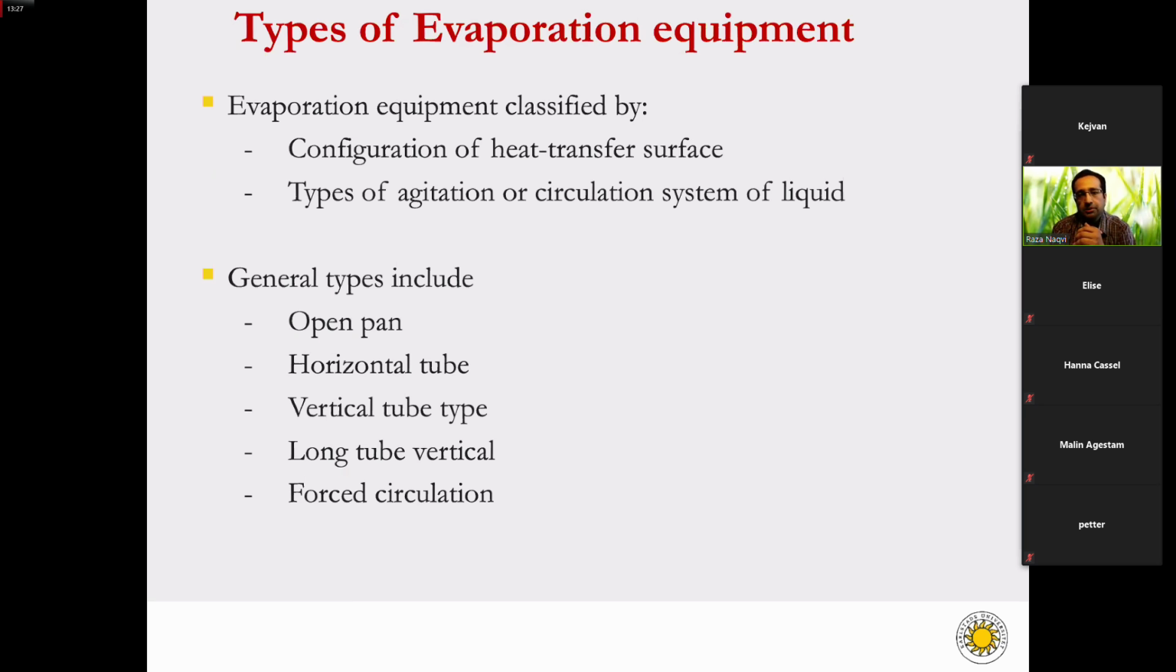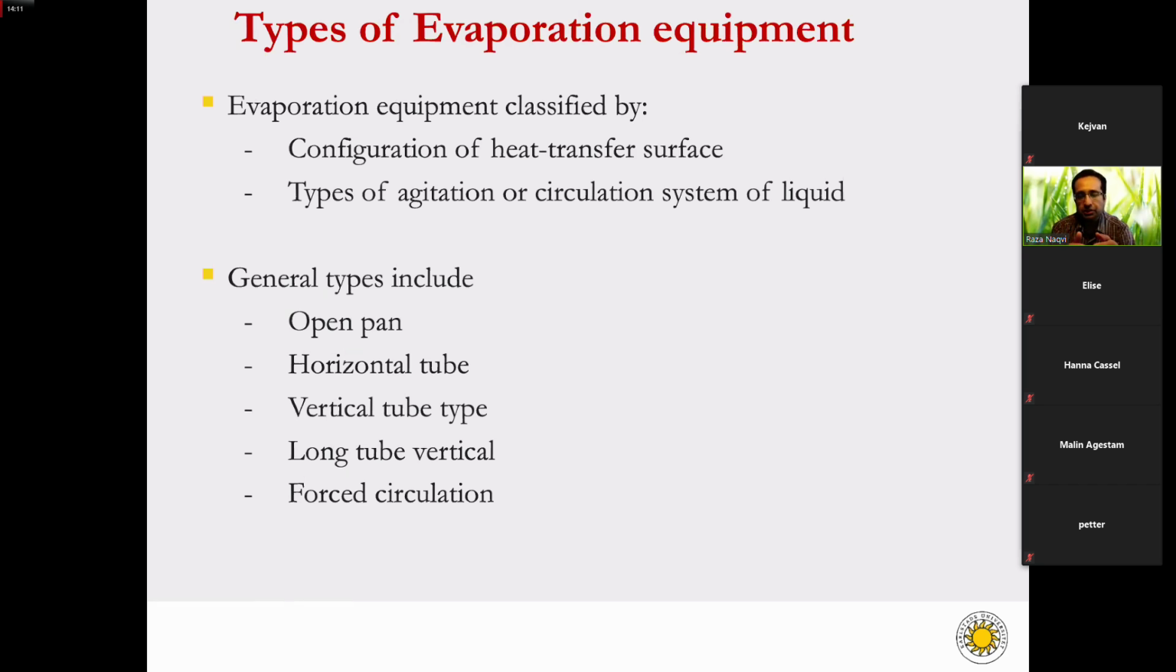Now, how are the evaporation equipments classified? There are different ways to distinguish between different types of evaporators. One way is to classify the evaporators in terms of the configuration of their heat transfer surfaces, and sometimes they are also classified in terms of the agitation or circulation system of the liquid. There are many different types of evaporators: open pan evaporators, horizontal tube evaporators, vertical tube evaporators, long tube vertical evaporators, and forced circulation evaporators. All these different types of evaporation equipment have their own advantages and their own disadvantages.